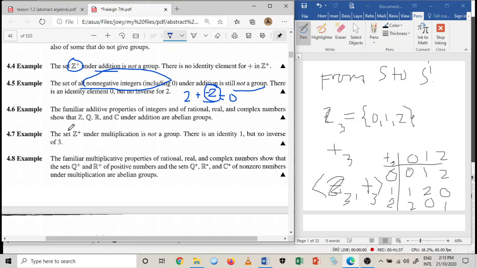Then, the set of positive integers under multiplication obviously is not a group. Because although 1, the identity element for multiplication, is found in this set, the inverse of 3 under multiplication cannot be found in this set. The inverse of 3 is supposed to be 1/3. But 1/3 is not an integer. It is not a positive integer.